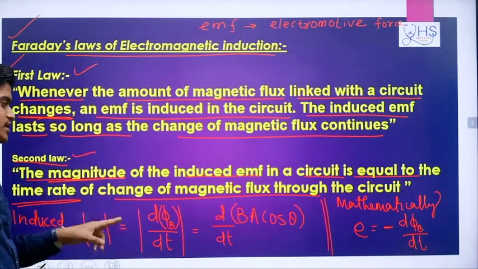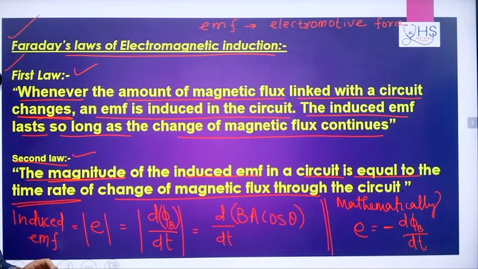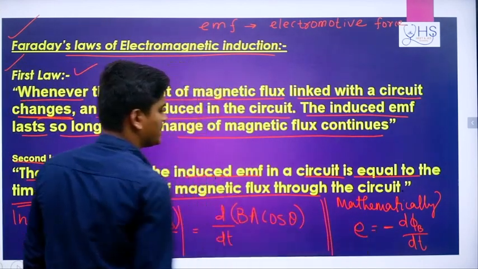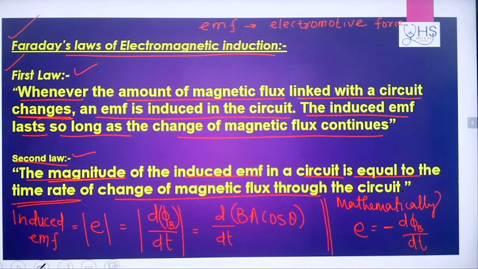Now from here we will go a little further. In that coil or circuit, what is the induced current? If you are getting this much EMF, what is the induced current? That one also we will see. So please note down the first law and second law with the definition and mathematical form. And the negative sign is due to Lenz's law, which we will study in a different section.